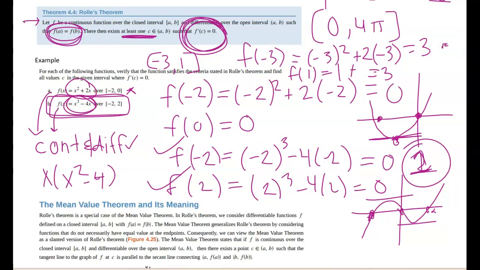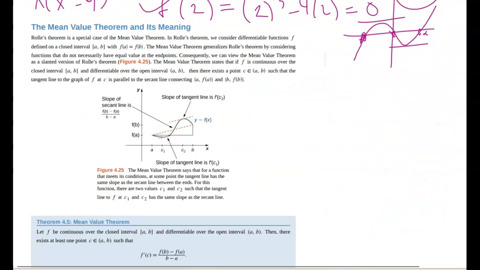So because these two outputs are the same, it must be true that a maximum or a minimum, a local max or local min, must occur between those two values, between negative 3 and 1 here.